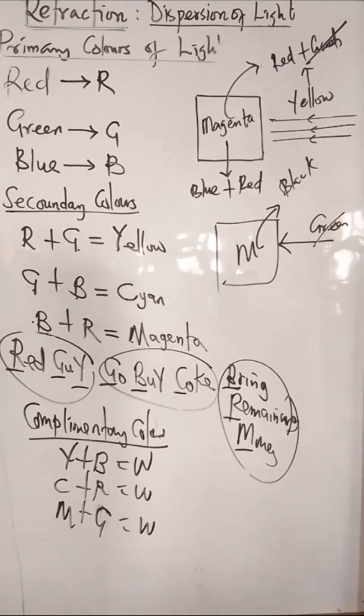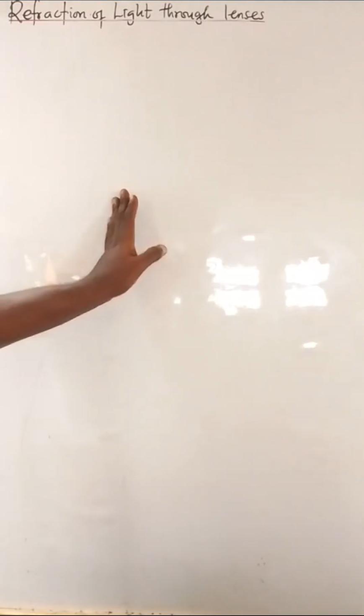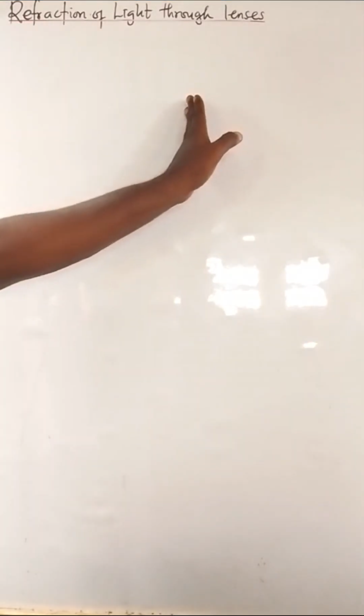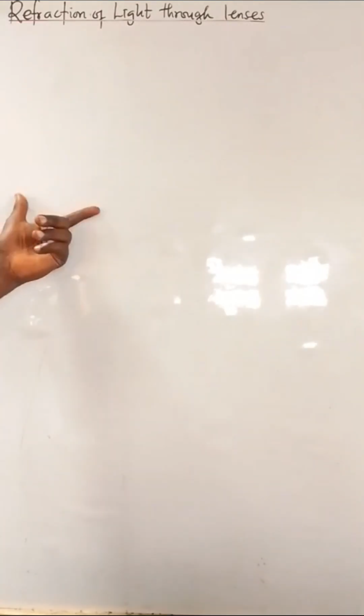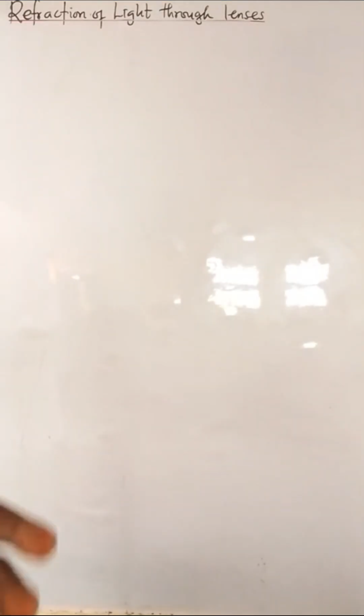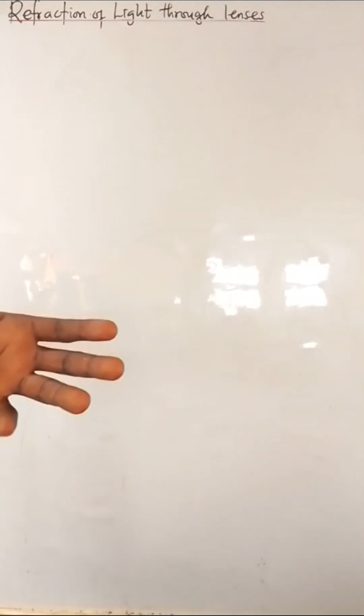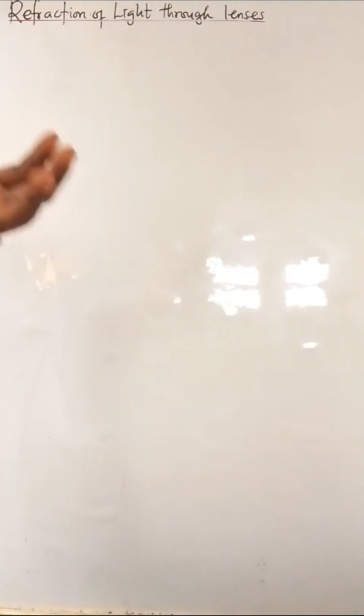Then in our next class, we will go to lenses. What are lenses? Under mirror, we have plane mirror and curved mirror. Then under refraction also, we have plane surfaces where refraction occurs. We talk about rectangular prism, triangular prism. If you now have a curved glass or a curved transparent surface that allows light to pass through it, we call them lenses.